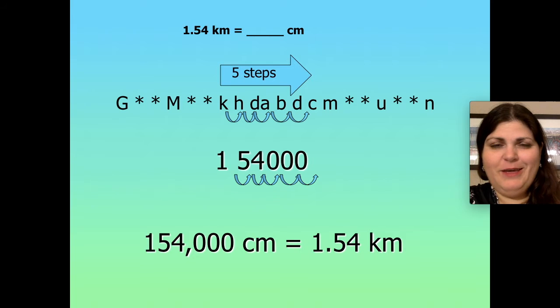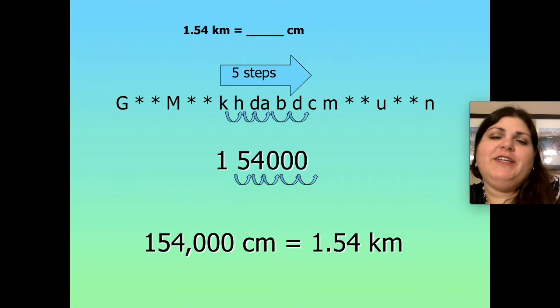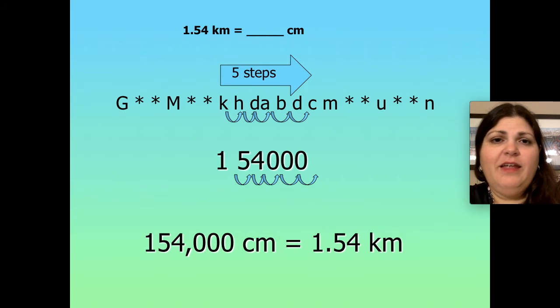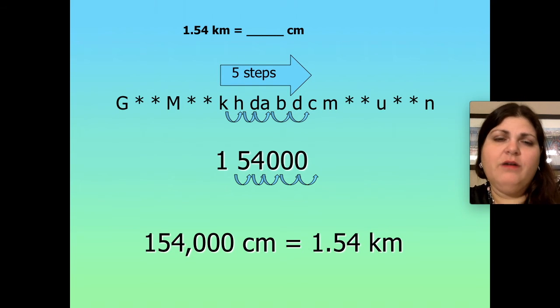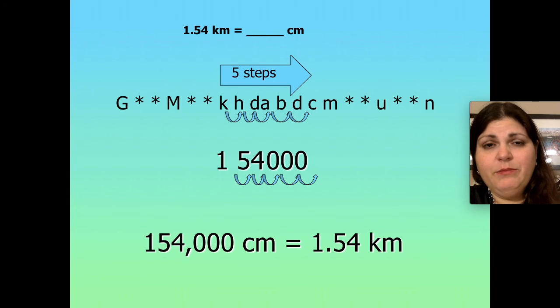You can do the factor label, in other words, you can set up a proportion and solve every time, but for me this is easier. Now I need to warn you that almost every year, the most difficult part of the unit assessment for this unit is the conversions, so it will take some practice. Make sure you come see me if you have any questions.